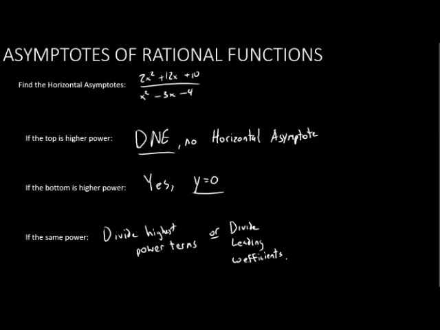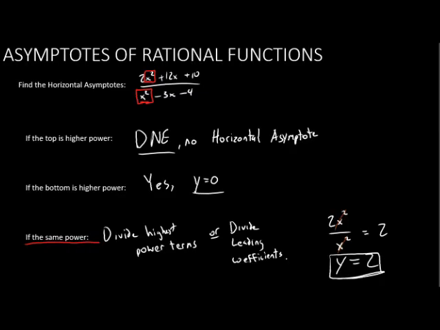In our case, we can see that the top power is x squared, that's the highest power on top, and the bottom's highest power is also x squared, so we can say the top and bottom are the same power. Therefore, we can divide our leading coefficients, or whatever our highest power terms are. Our highest power term on top is 2x squared, and our highest power term on bottom is x squared. If we divide, the x squares will cancel, and will give us 2. Therefore, we can say our horizontal asymptote in this case is y equals 2.